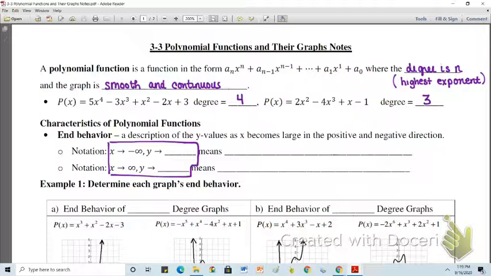So we have a notation: as x goes to negative infinity. That's what the little arrow means, goes to. Y is going to go to something. It's either going to be a number or the infinity sign. And what that means is, what is y doing on the left side?